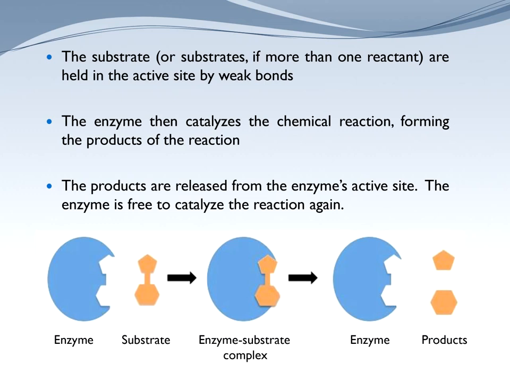Once a substrate or substrates enter an enzyme's active site, they are held there temporarily by weak chemical bonds. This allows the enzyme to catalyze the chemical reaction, converting the reactants, the substrates, to the products of the reaction. Once the products are made, they are released from the active site. Since the enzyme has not been consumed or permanently changed by the reaction, it is free to catalyze this reaction over again.